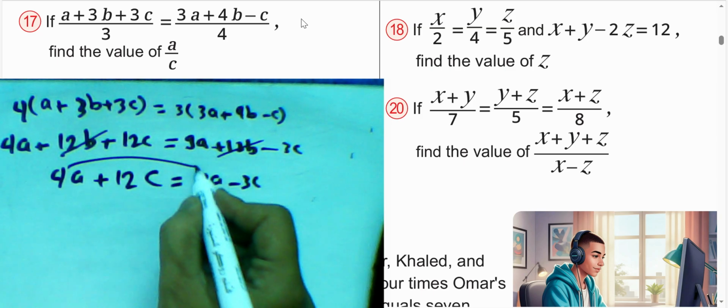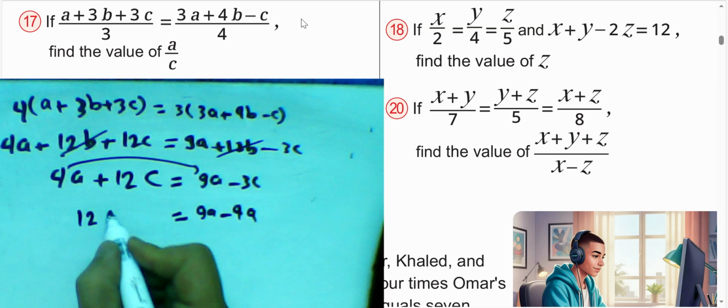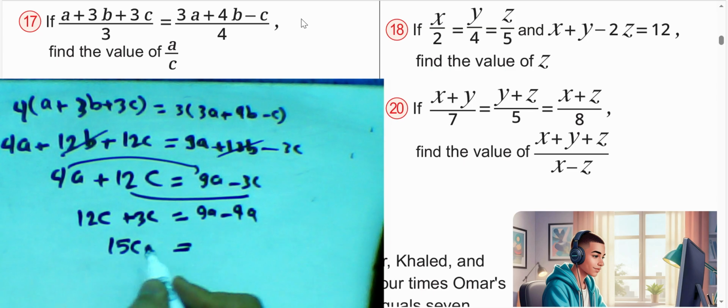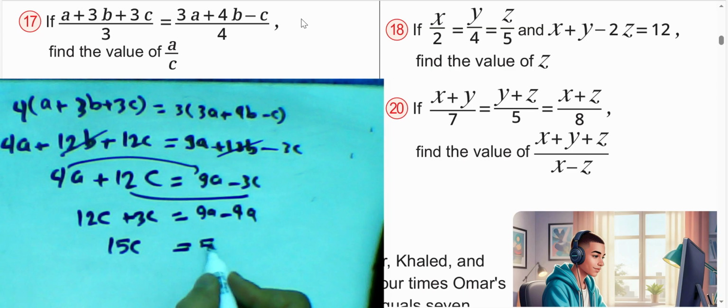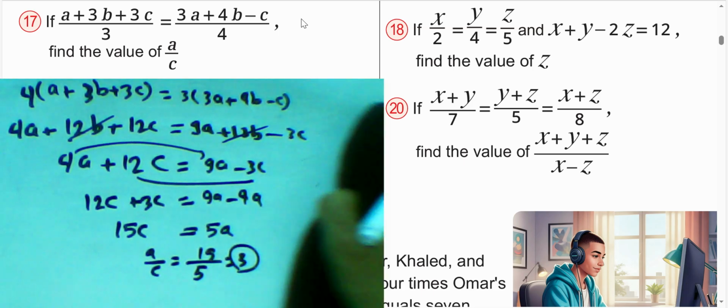Then 4a minus 9a, right? 9a minus 4a equals 12c plus 3c. Then the result will be 15c. 9a minus 4a equals 5a. Then the ratio between a over c, a product by 5 and c product by 15. 15 divided by 5 equals 3. Then the answer to this question will be 3.